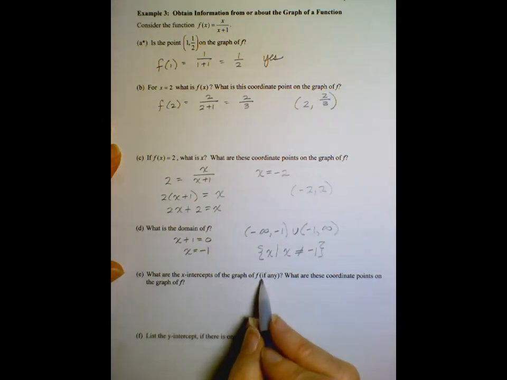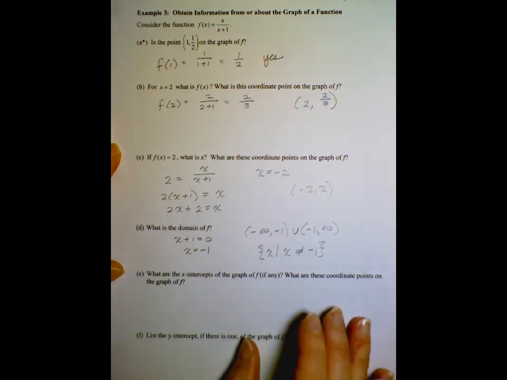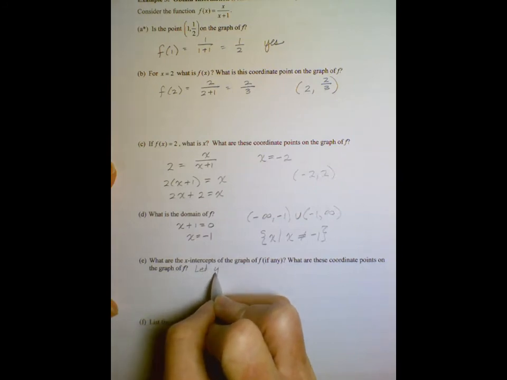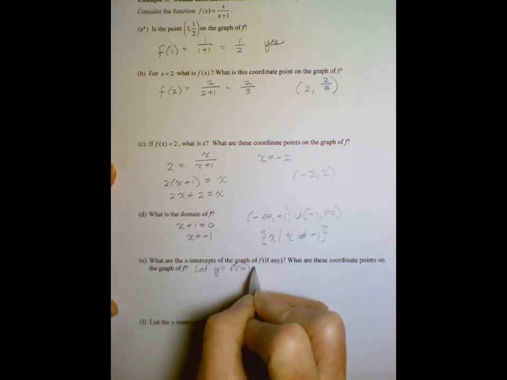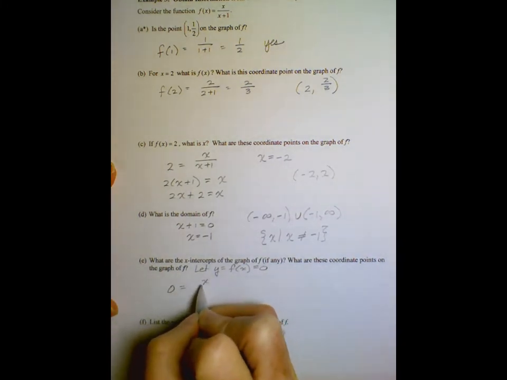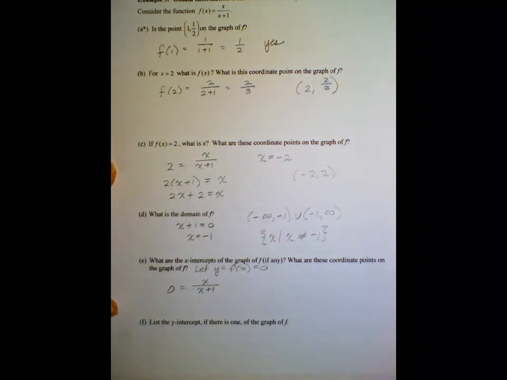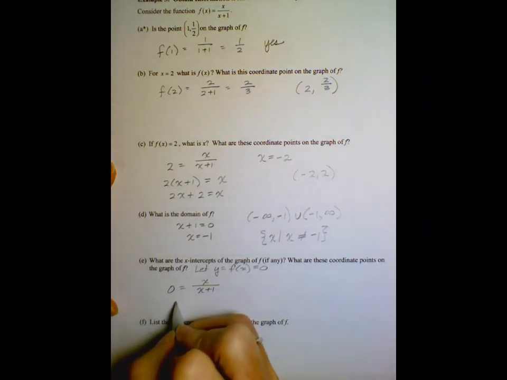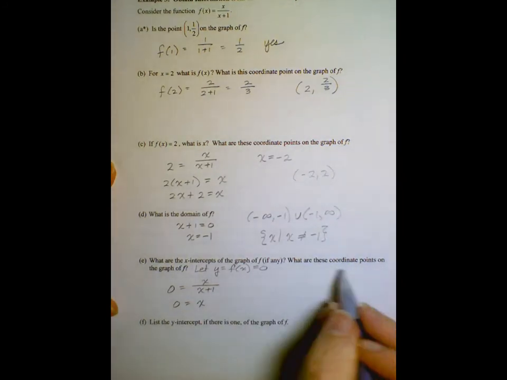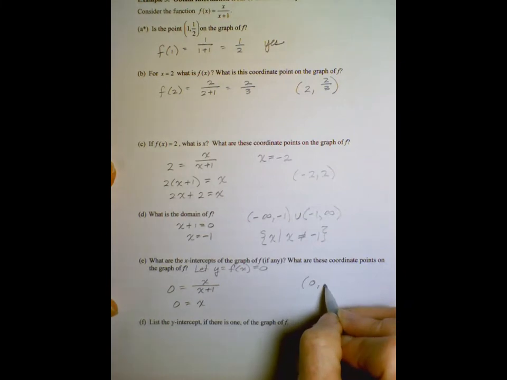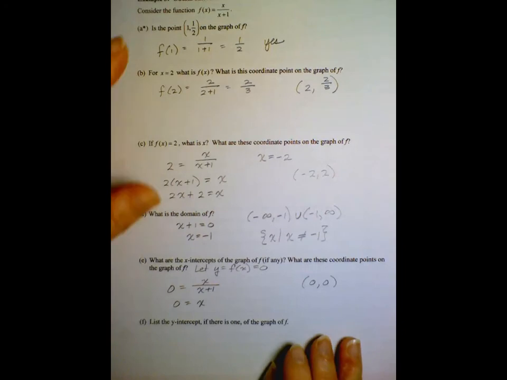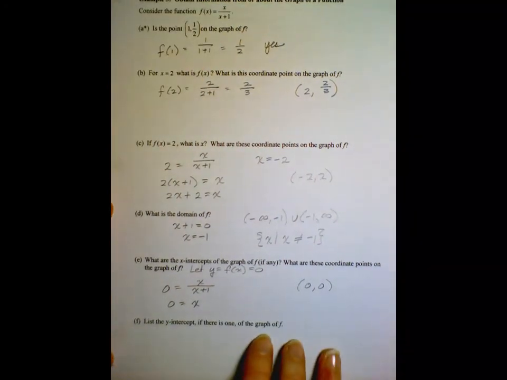What are the x-intercepts of the graph, if there are any? Okay, how do you find the x-intercepts? We let y, which is the same thing as f of x, equal 0, right? That's how you find the x-intercepts. So 0 equals x over x plus 1. Multiply both sides by x plus 1, and we get x equals 0. So what did we find? What are the points on the graph? x is 0, y is 0, right? The origin.